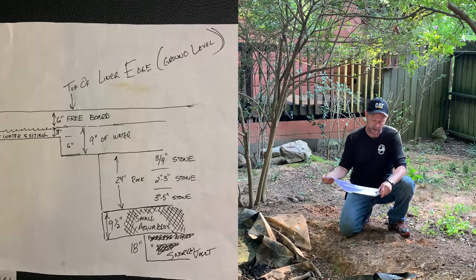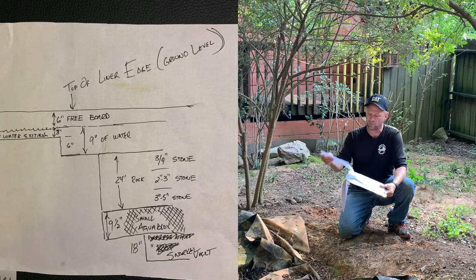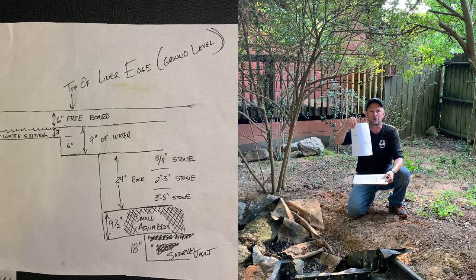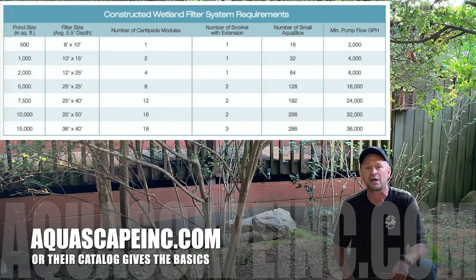The next thing you want to have is what I've got right here. You want to have a good drawing. You want to take the time to lay out your elevations. I'll show you guys all this stuff close up so you see what we're doing. So the first thing you want to know is how do you size your wetland filter, right? What is the right size for the pond? There is no exact answer for that, guys. If you go to Aquascape's catalog, they have some guidelines that you can go by.